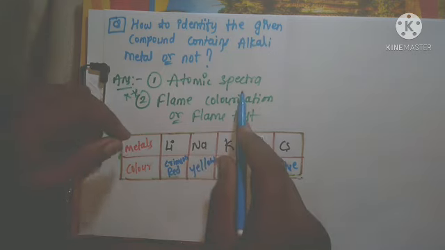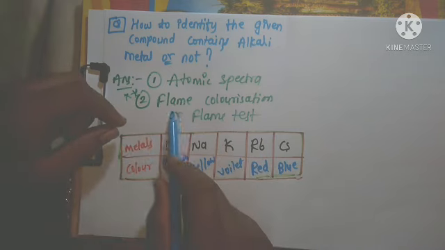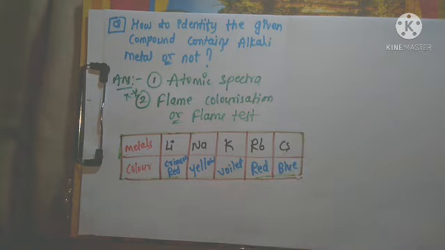Atomic spectra is for a particular element. If a compound is given, then you have to go for the flame colorization, the flame test. Now we will stop here only. In my next class we will go for the chemical properties.